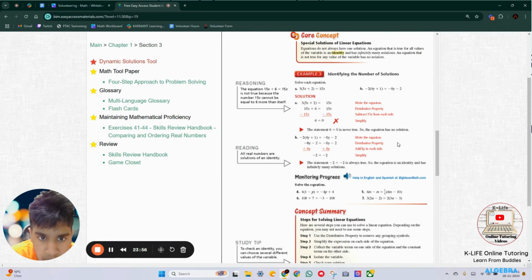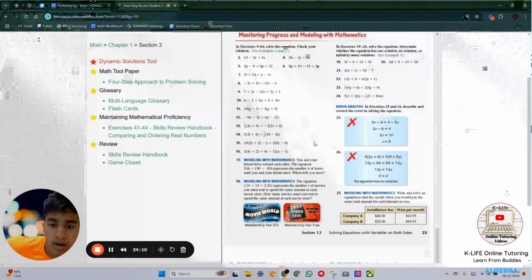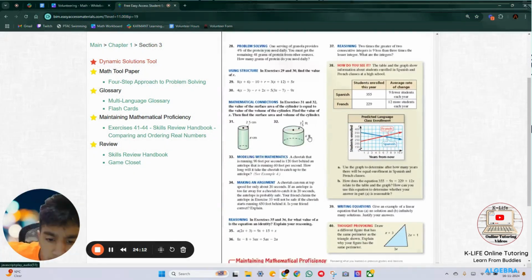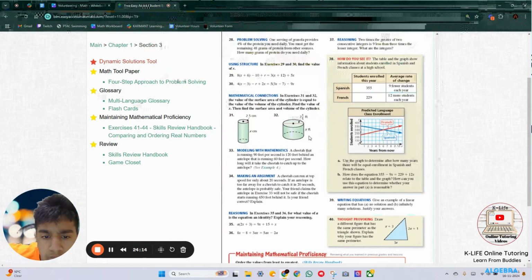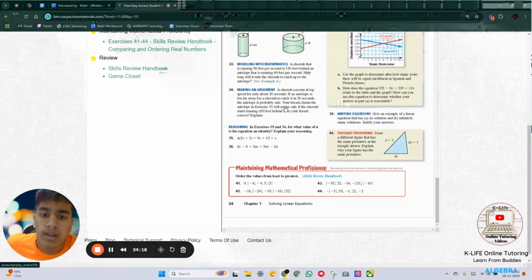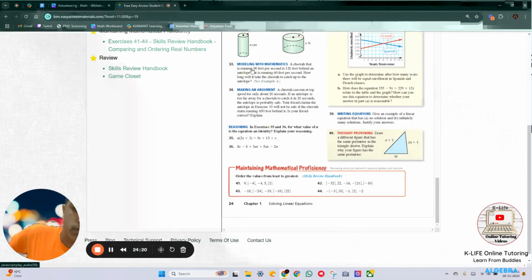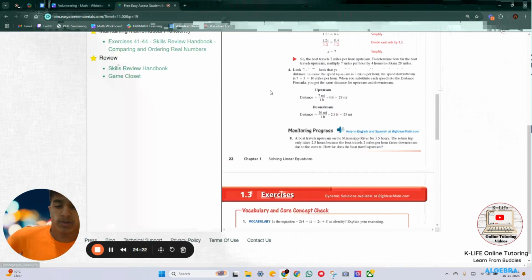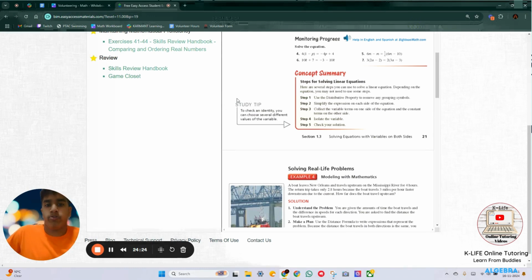Okay, now moving on to example 3. Okay, I actually today want to skip the monitoring progress because I want to give you guys more homework or extra practice questions. Okay, and they're gonna be a little harder, so that's why I wanted to give you more. Sorry. I was trying to show you your homework.